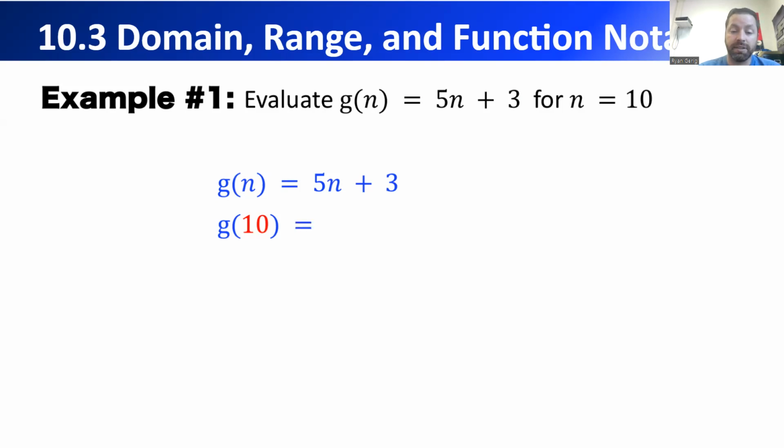Well, I see an n on the right-hand side, so I'm going to put 5, and I'm going to put 10 in for n, plus 3. And the left side doesn't change. It's just g of 10 equals, and I'm starting to simplify the right-hand side.